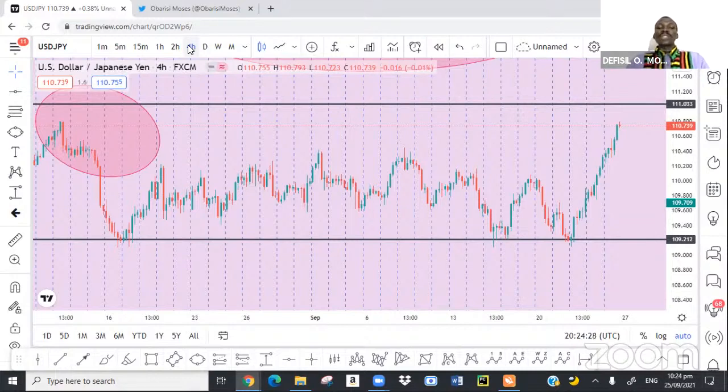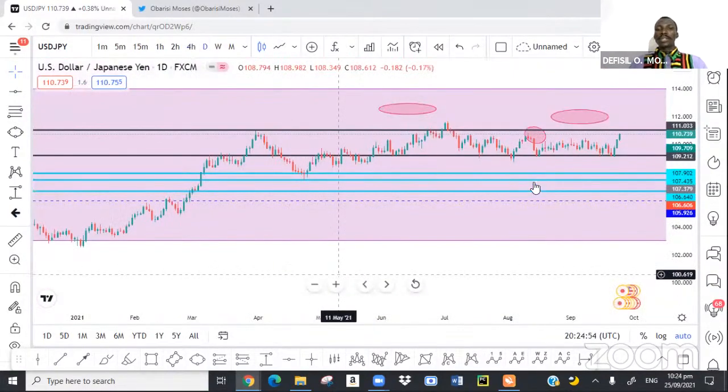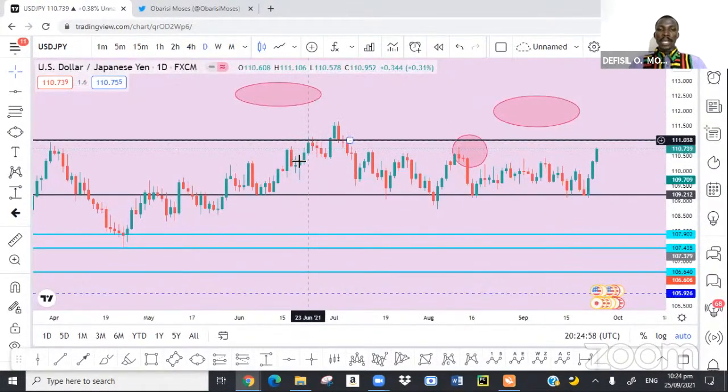Whatever thing you see on the daily time frame, believe me, you are going to see at least 80 to 90% of it on the 4-hour chart. For instance, this is the 4 hour now. Let's go back to the daily. Let me zoom out. This is the daily now. This is the range that we are working with.